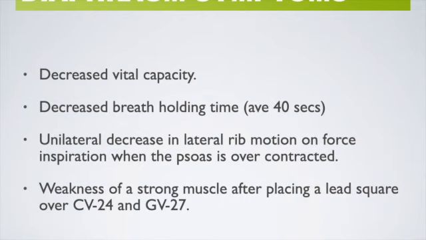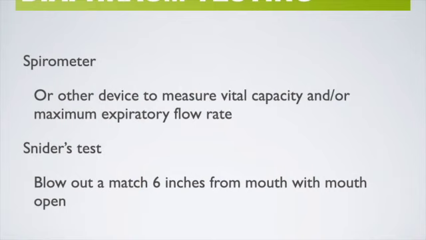Also, looking at the meridian system, when we use that fourth pulse point on each wrist, which Dr. Goodhart determined, taught us that it related to the CV and GV meridians. Then it's very quick to evaluate the diaphragm at that point. You can use a spirometer or any other device that can measure vital capacity. And of course, Snyder's test is having the patient blow out a match 6 inches from the mouth with the mouth open.